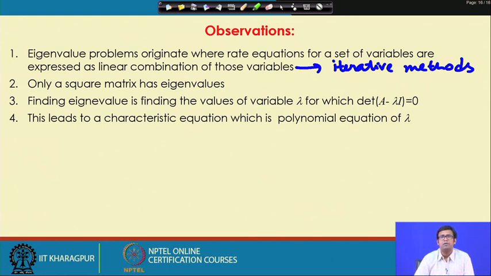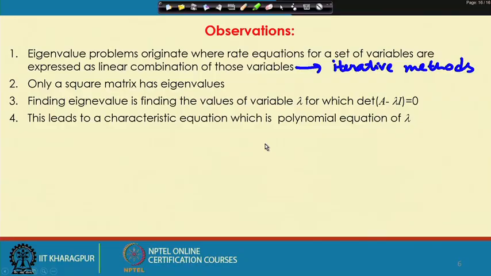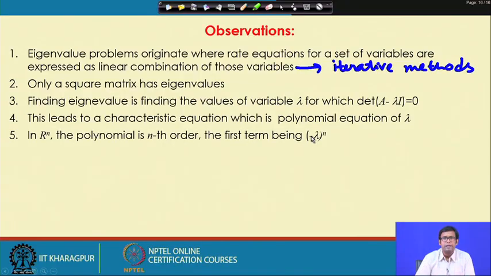We have seen that if I express determinant of A minus lambda I, I will get a polynomial of lambda, and if A is an n by n matrix, the polynomial will have degree n. So the order n is equal to the degree of the polynomial. In R n, if the columns of A belong to R n, the polynomial is of nth order, and the first term of the polynomial will be minus lambda to the power n.